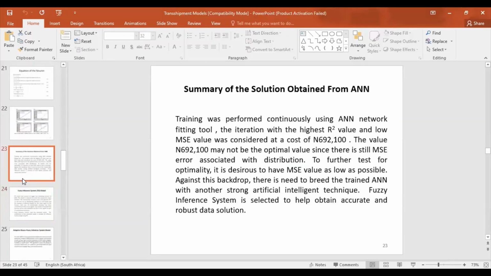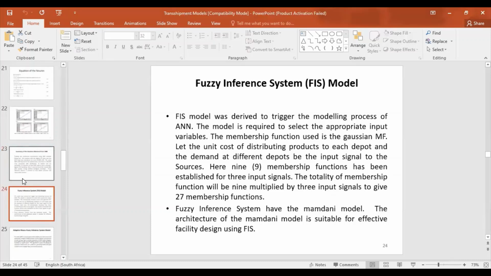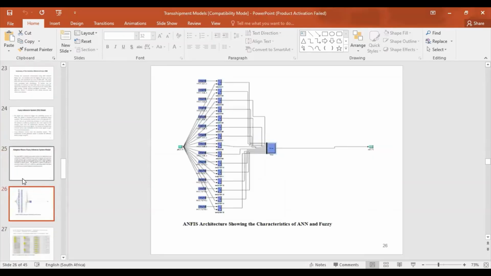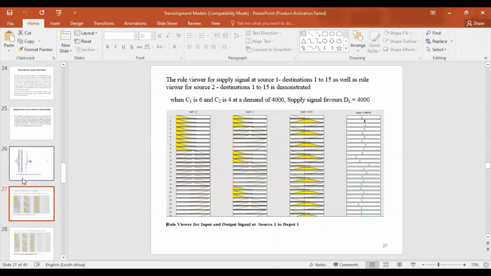But it became necessary to also test other models apart from ANN. Cost has been reduced significantly using the ANN model, but it is important to also demonstrate the strength of the adaptive neural inference system. Here we present the fuzzy inference system model. And let me go straight to the next slides for the adaptive neural inference system. The model of ANFIS, which is a hybrid algorithm, combines the neural network and the fuzzy inference system. This is the architecture of the adaptive neural inference system, showing the synchronization of the ANN and the fuzzy inference system. So now we are testing the model using ANFIS on MATLAB 2020.